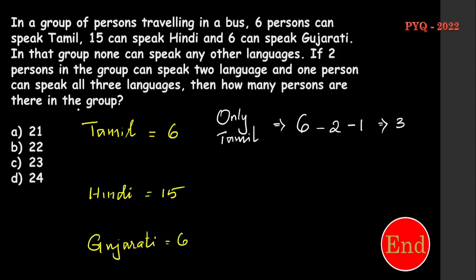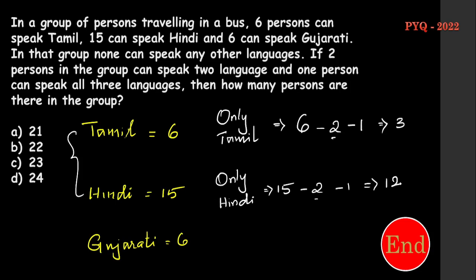Next, only Hindi. Here totally 15 persons are there. Out of 15, look at this, 2 persons speak 2 languages. I can take the 2 languages Tamil and Hindi. You can take Tamil and Hindi, or Tamil and Gujarati, or Hindi and Gujarati, whatever you want. So here I fix that 15, and this 2 is Tamil and Hindi persons. And again minus 1, it will be 12.